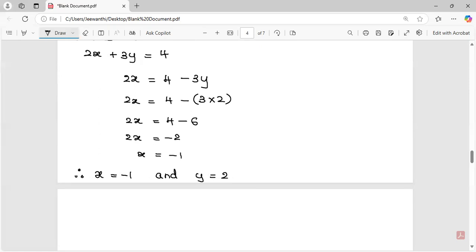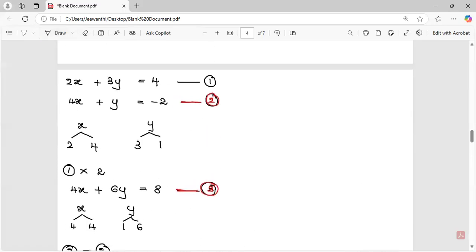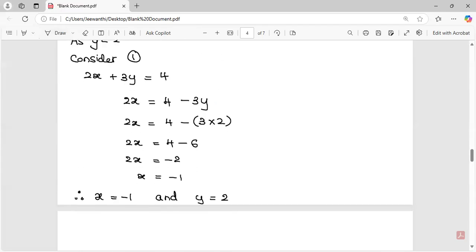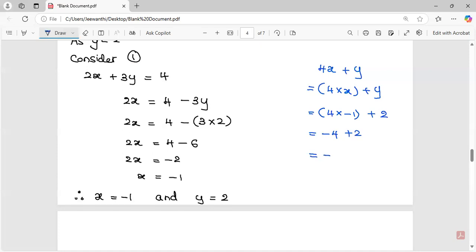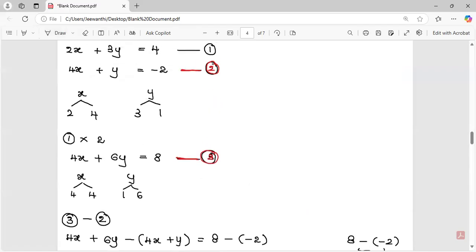Right? So then quickly I go to the working column and I want to double check. 4x plus y, right? We take 4x plus y. 4x plus y means 4 times x plus y. Then 4 times negative 1 plus y. So then that is negative 4 plus 2. The answer is negative 2. We'll see whether it is negative 2. Yes, it is negative 2.